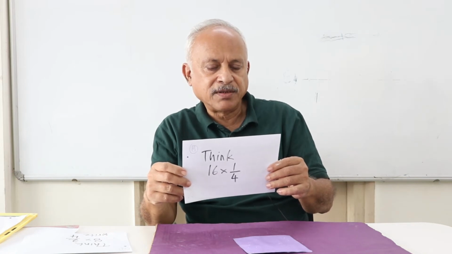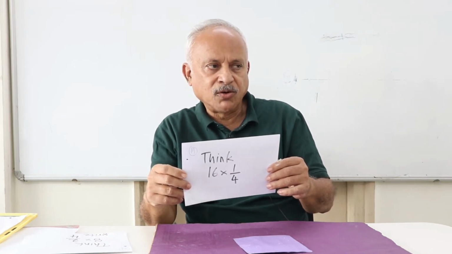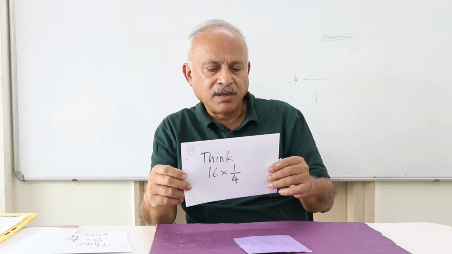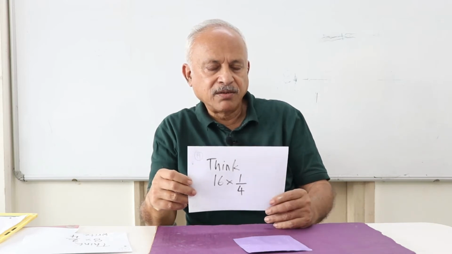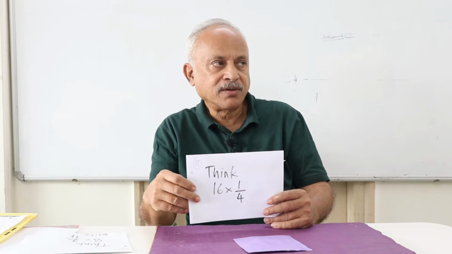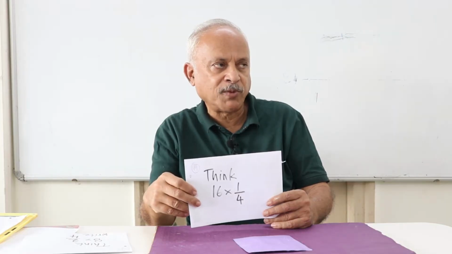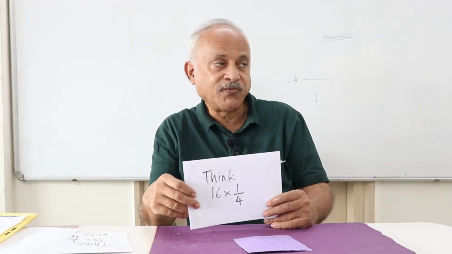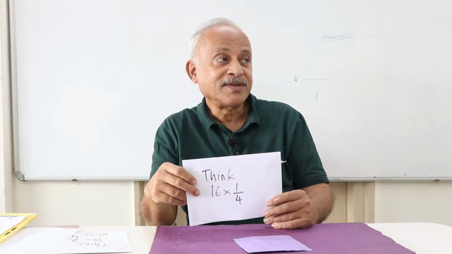So now let's go to the next problem. Can you make 2 by 4 on your board, Janaganit? Just 2 by 4. You know how to make 1 by 4, now make 2 by 4. 2 by 4 means how many pieces of what? 2 pieces of 4. Remember?